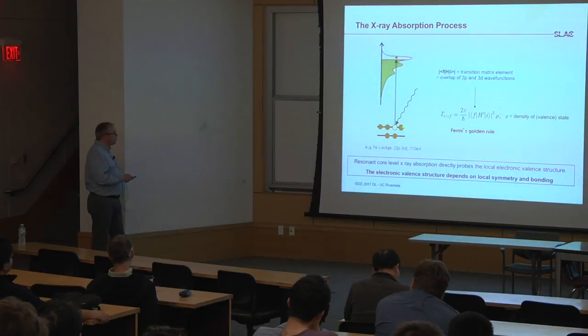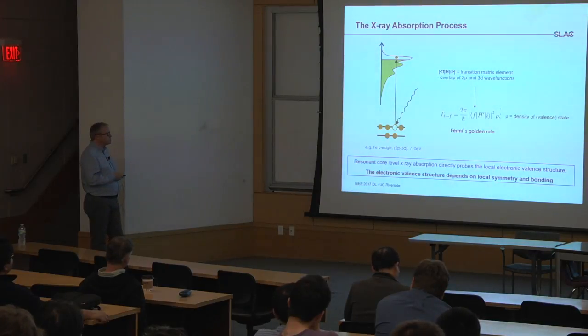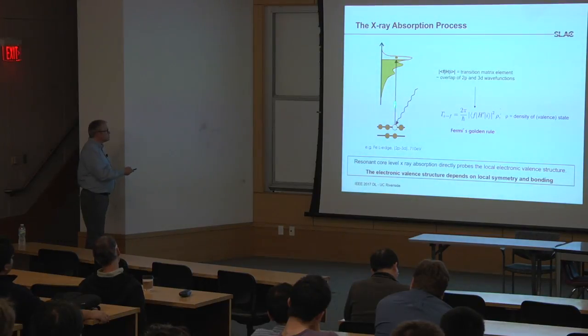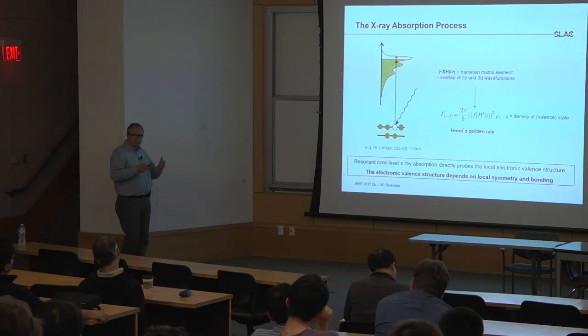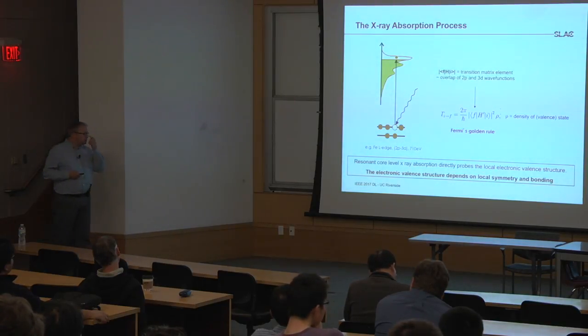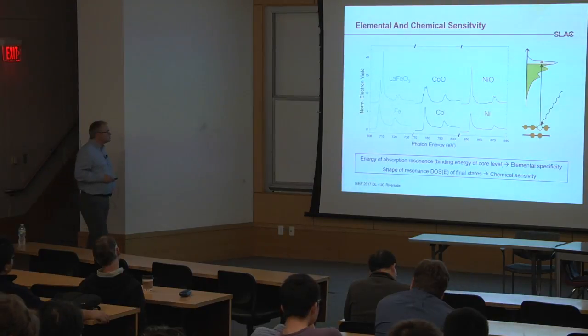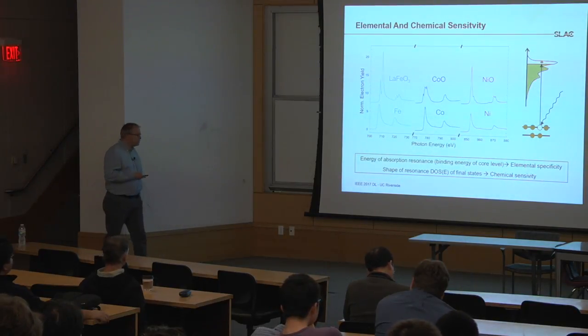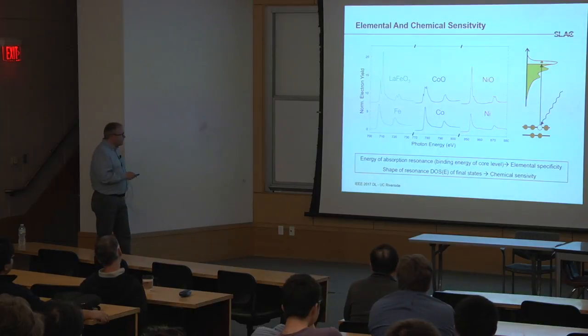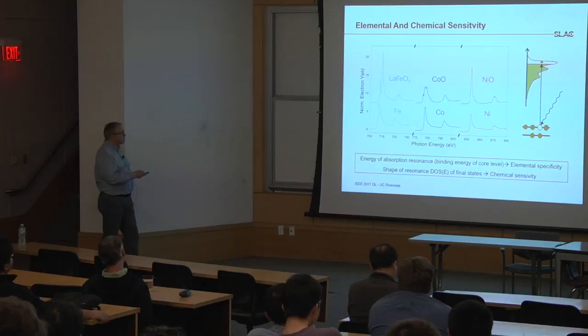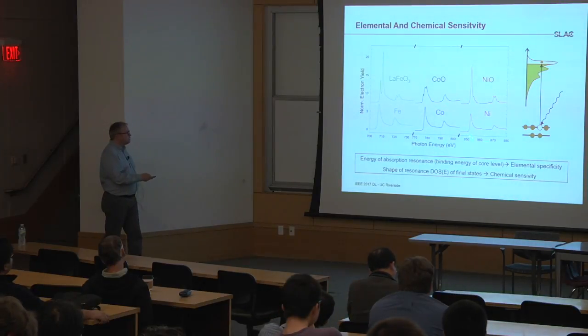It's given by the overlap of the 2p and the 3d wave function in this case, because we are making an excitation of 2p electrons into 3d empty states. And this excitation only happens if the energy difference between these two states matches the X-ray energy, plus a certain uncertainty. But this is exactly what gives you the element specificity, because if you look at iron, cobalt, nickel, these transitions happen at very distinct energies. So iron is around 710, 715, cobalt is around 785, and nickel is around 865.